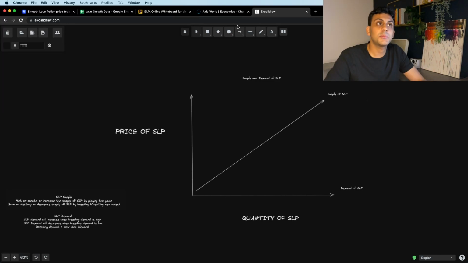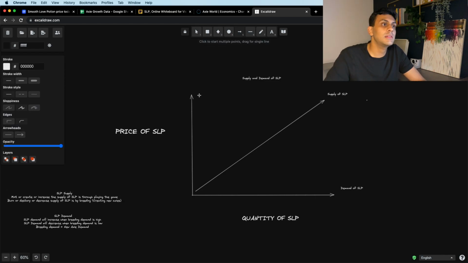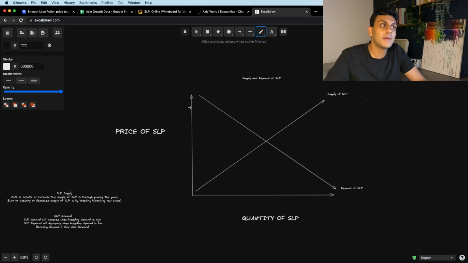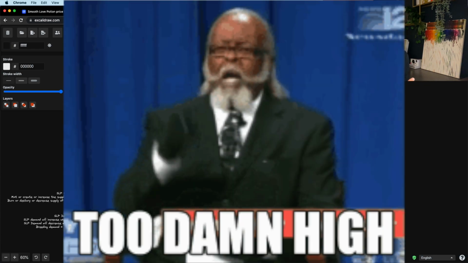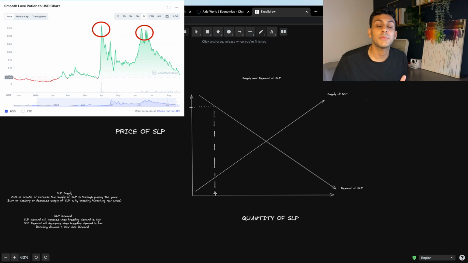So the demand of SLP is actually downward sloping. Think of this as the prospective buyer who wants to buy SLP from the market to then go breed Axies. When the price of SLP is higher, it intersects with the demand curve up here. And that is because the quantity demanded of SLP is lower. If you were a buyer of SLP and the price of SLP is higher, you wouldn't want to purchase as much SLP because it's more expensive. Therefore, the quantity demanded of SLP is down here.